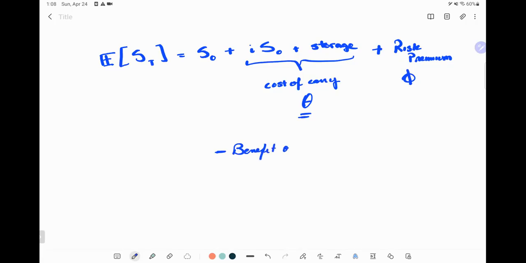So if we're working with a commodity and there is some income that is the result of holding this asset, then we can define this as a benefit of carry. It is easier to understand this when we are actually talking about a stock. And of course, as we know, if you're holding the stock, then you are entitled to receive the dividends. So a dividend is a benefit of carry, right?